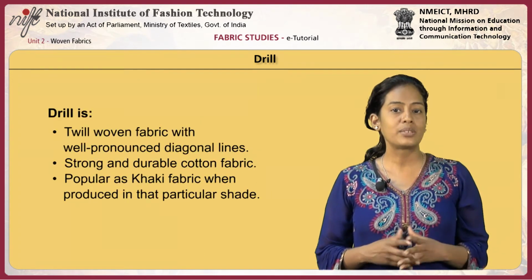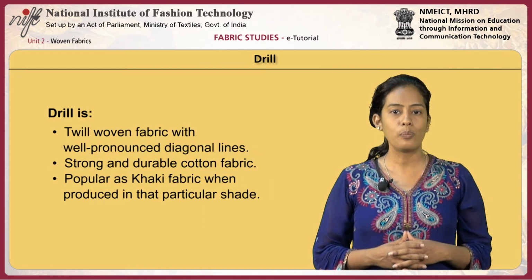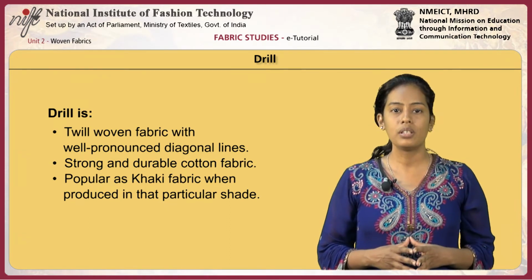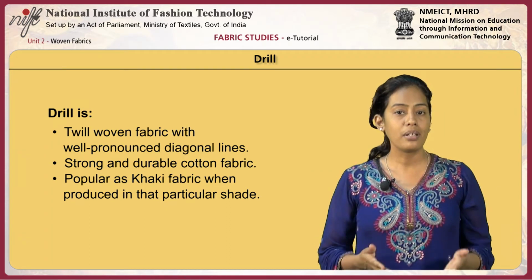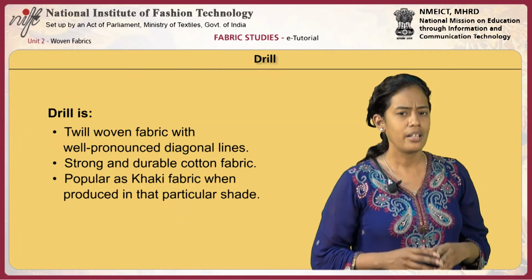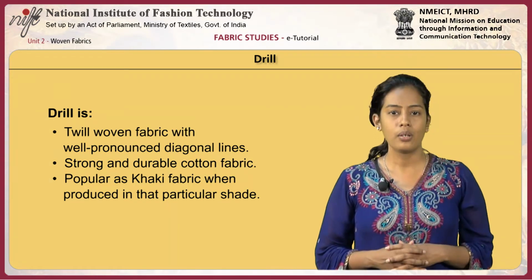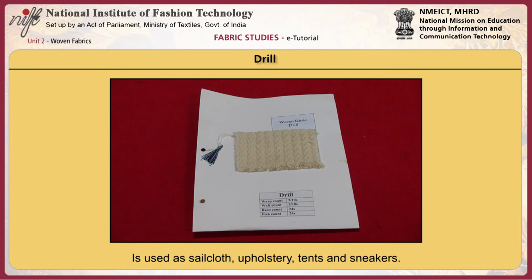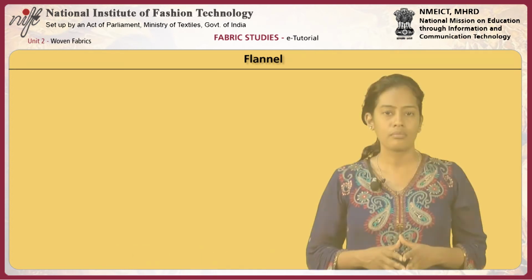Drill is a twill woven cotton fabric with well pronounced diagonal lines. It is strong and durable cotton fabric. The fabric is ideal for workwear such as military uniforms. It is popular as khaki fabric when produced in that particular shade. It is used as sailcloth, upholstery, tents and sneakers.